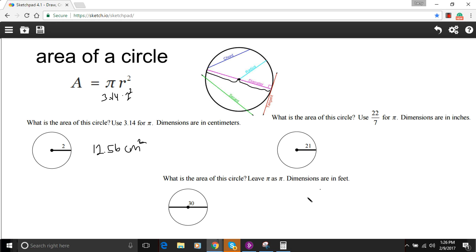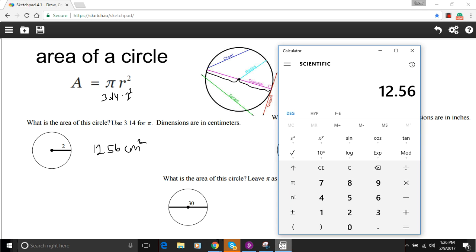Okay, let's look at this next one. It says, what's the area of this circle? And use 22/7 for pi. So they're giving us a fraction, 22/7. I can do this on the calculator as 22 divided by 7. Yeah, that looks like a pretty good approximation for pi as well. So we'll go ahead and use that.